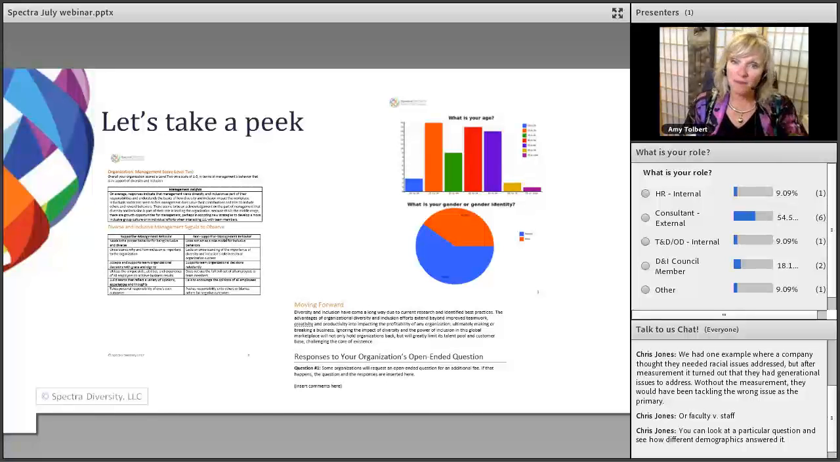So we'll give you the demographic report, but you can also, if you've got 1,000 people, really break that down by demographic and see where the pockets are. I'll give you an example.